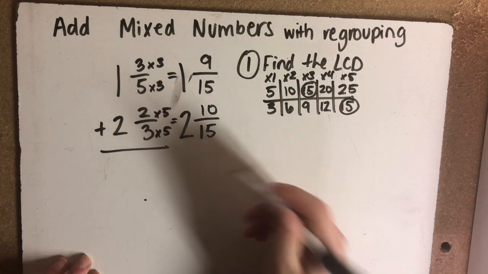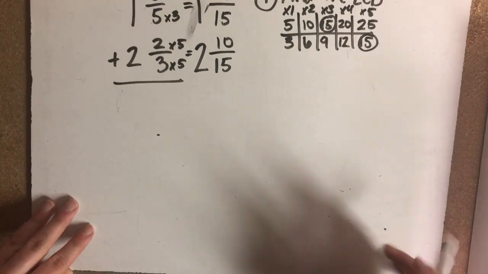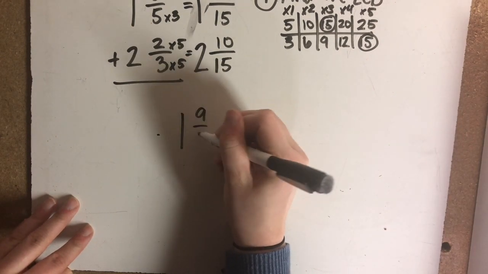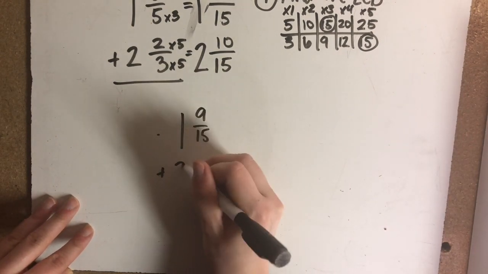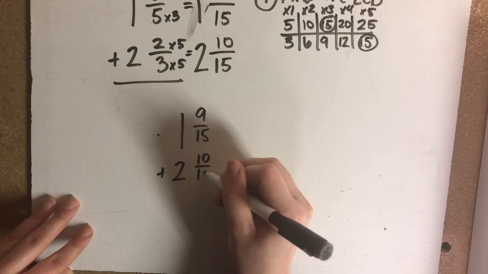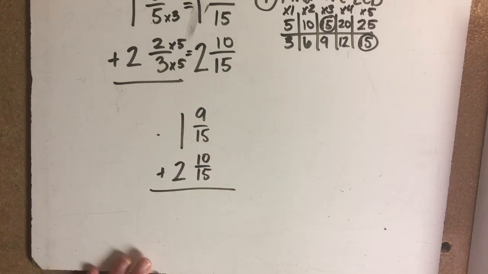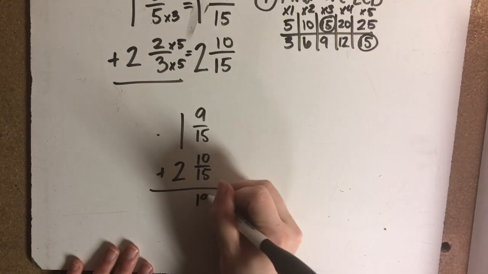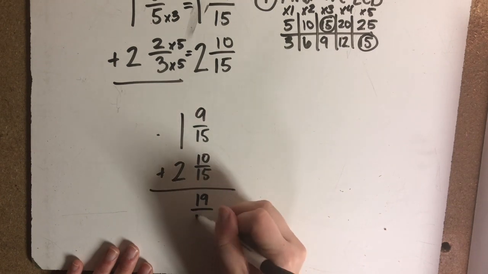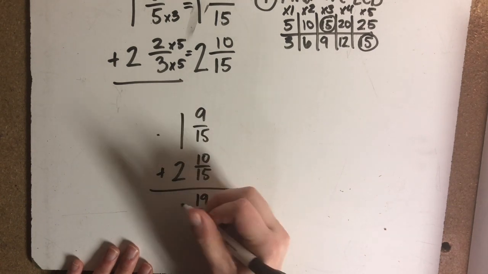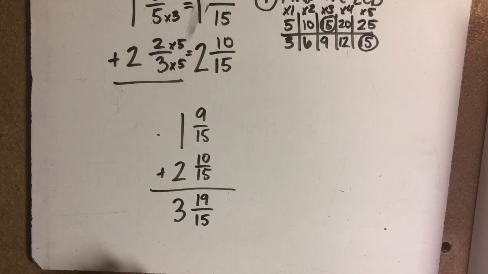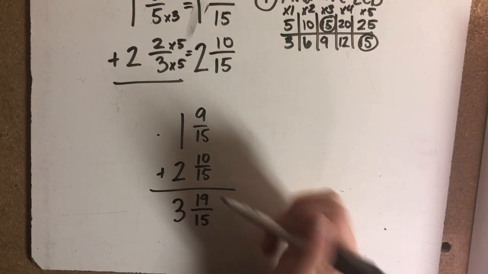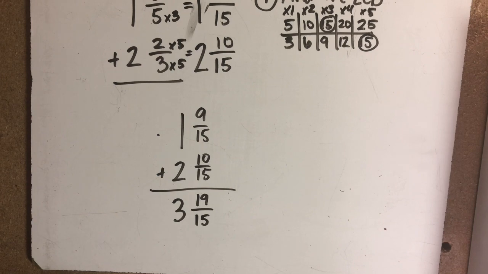Okay, now I'm going to rewrite this down below. So I have 1 9/15 plus 2 10/15. So when I add these together, something is going to happen that we need to be on the lookout for. 9 plus 10 is 19, and I keep my denominator 15. 1 plus 2 is 3. So do you notice anything about our answer here of 3 19/15?